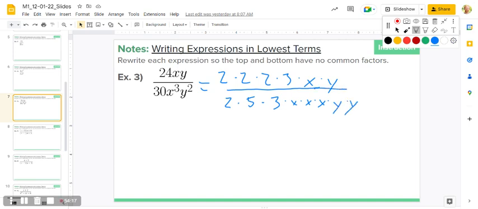And some of you won't need to expand this all the way out. You can recognize things that you can cancel on your own. But I find this is a helpful tool. So if we start canceling stuff out, we have a pair of 2's we can cancel. We have a pair of 3's we can cancel. And we have an x and a y. So that'll leave us with 4 up top. Without any variables, we'll have 5 on the bottom and x squared y as our denominator.